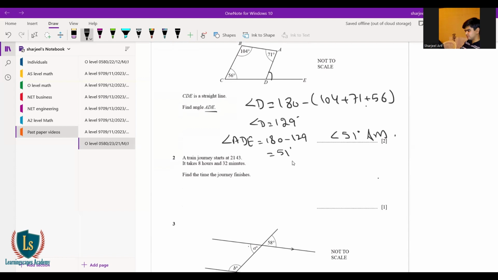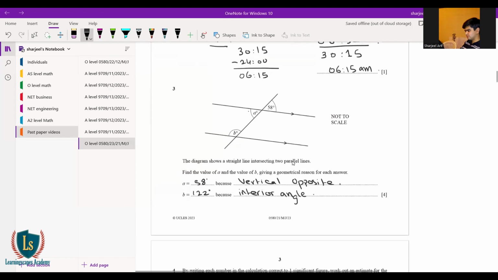For the next question, we have to find the time the journey finishes. So for that, we will add 8 hours 32 minutes to the given time. So that would be 0832. So the time will be 5, 4 plus 3, 7. So we will write 1 here and carry 1 on the hour side. Because there are 60 minutes in 1 hour, this will become 0 and this will become 30. Then we will deduct 24 from it because a day has 24 hours. So our answer will be 6:15 a.m.